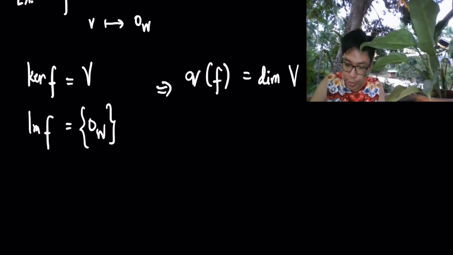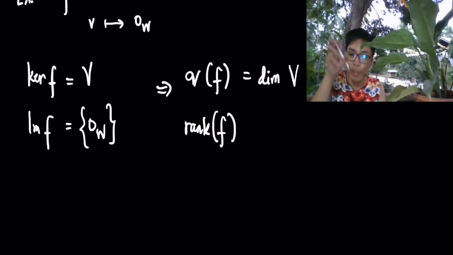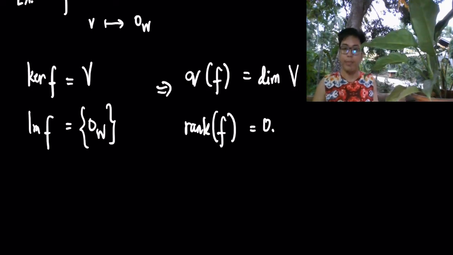Now, if you are interested in the rank of F, remember that all of the elements from your V are already mapped to the identity element, implying that the image of F is the zero vector. So the rank is 0. That's it.